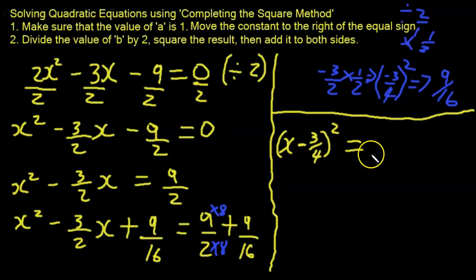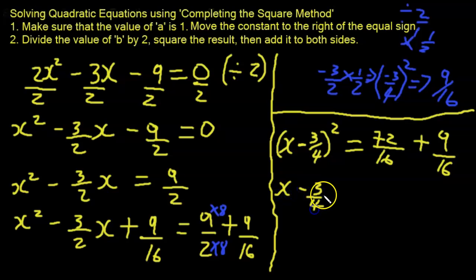Alright, so 8 9s, that's 72. So this is 72 over 16, and plus 9 over 16. So we have x minus 3 over 4 all squared, and 72 plus 9 is 81. So 81 over 16. And now we root both sides.